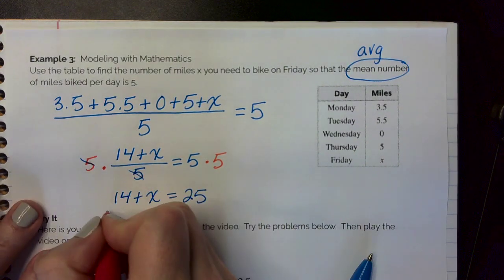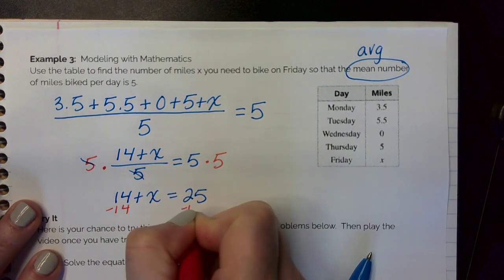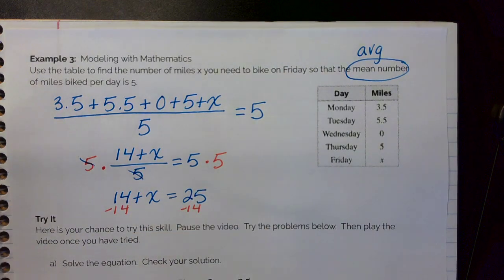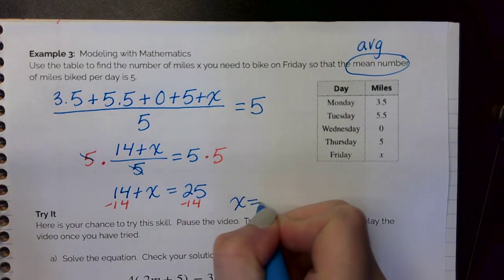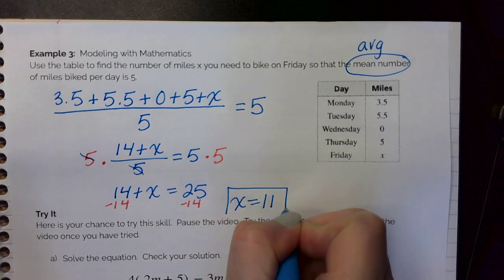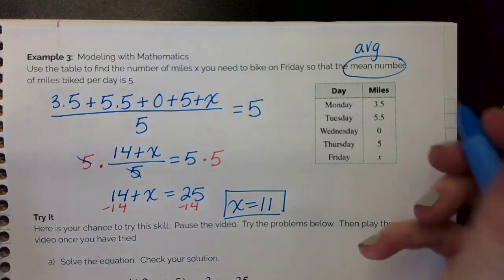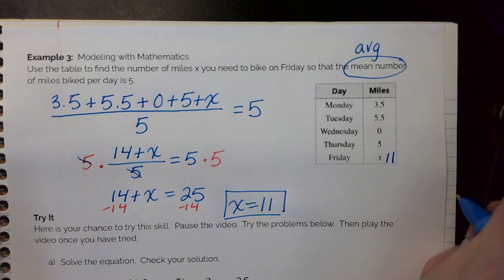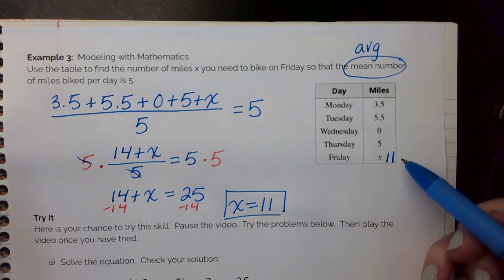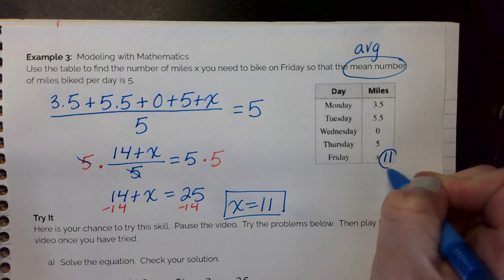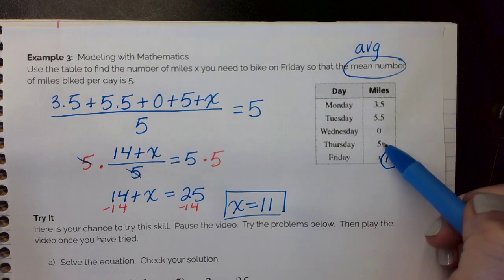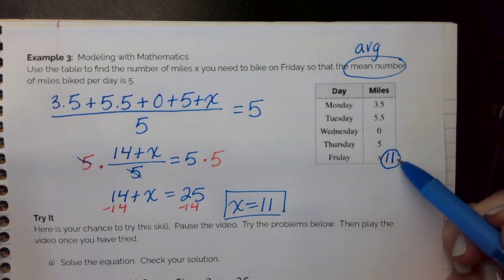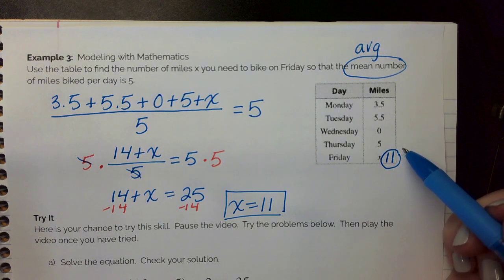And I will get rid of the 14 on both sides to get x equals 11. So on Friday, you would need to bike 11 miles to get an average of 5 per day, which, let's just look at this in context. That is wild that you have biked nowhere more than 5.5. But if you want to maintain this average you've assigned yourself, you're going to bike a lot more than you have before, 11.